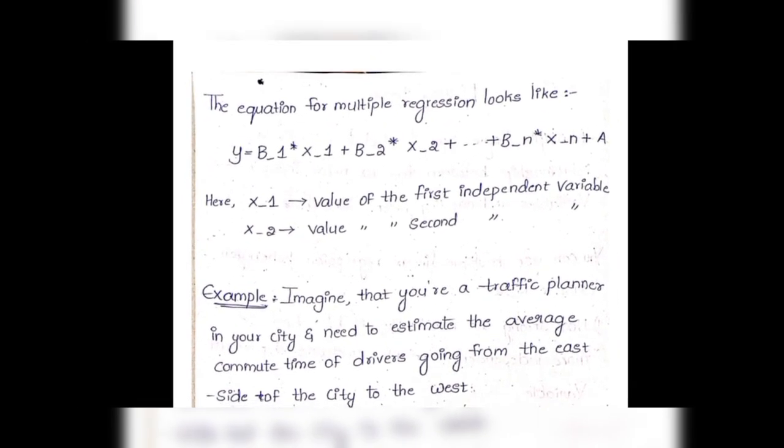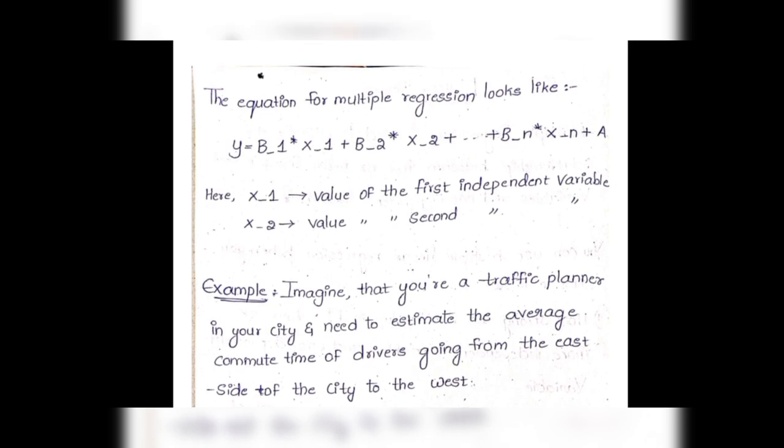Now let's see the equation for multiple regression. In the previous one we saw linear regression, that is y equals b times x plus a. The equation for multiple regression looks like y equals b1 times x1 plus b2 times x2, and so on up to bn times xn, plus a.